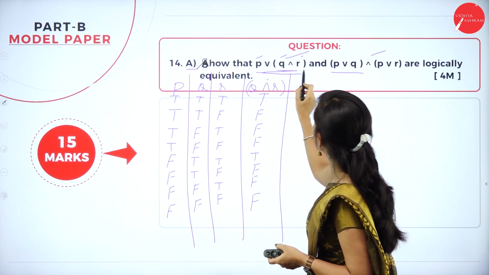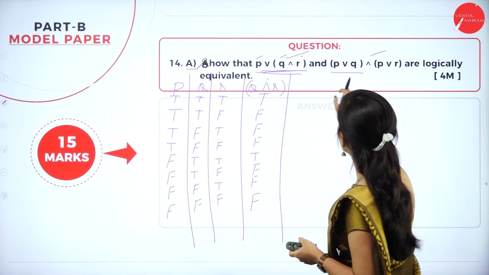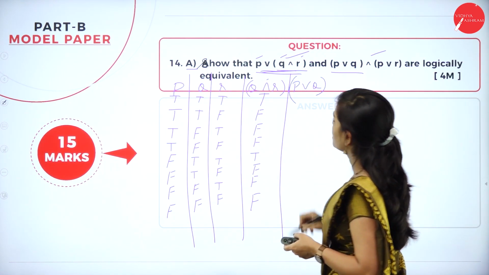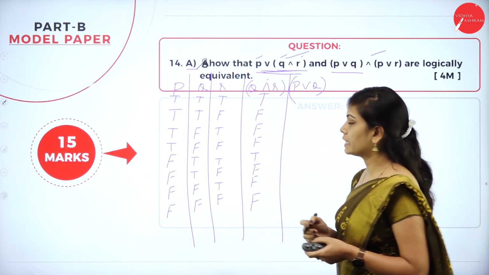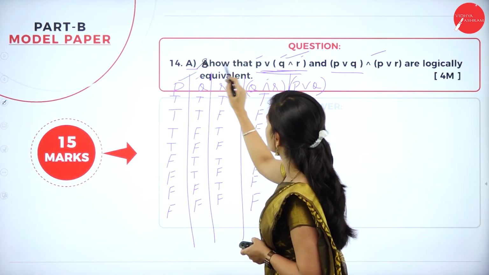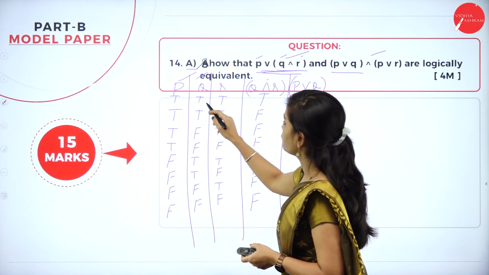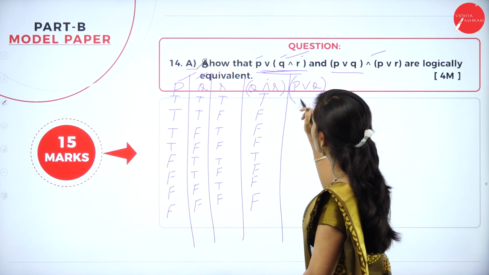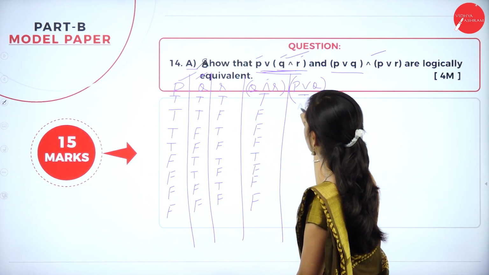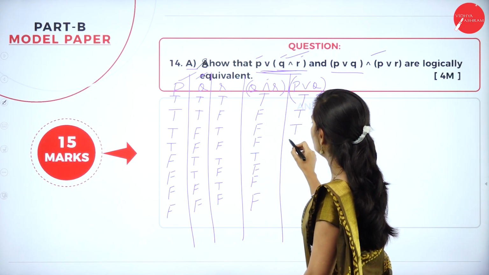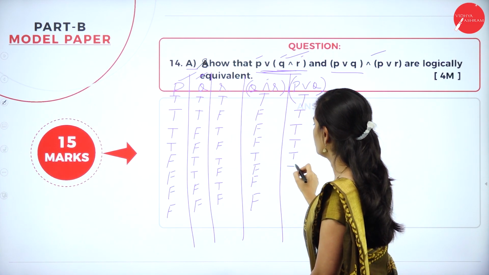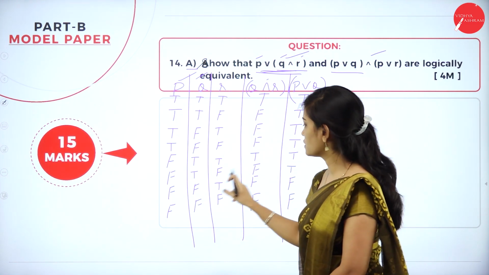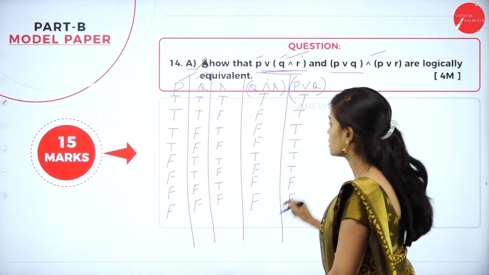Next, you have to prove P or Q. P or Q means logical addition. So you just use these two columns, P and Q. If any one of the statements is true, the final condition is also true in an OR operation. True, true, true, true, true, true, false and false. Clear? False, false means false.